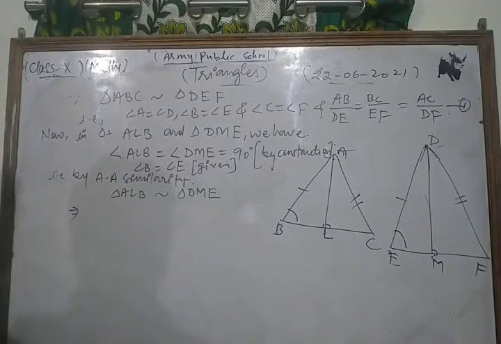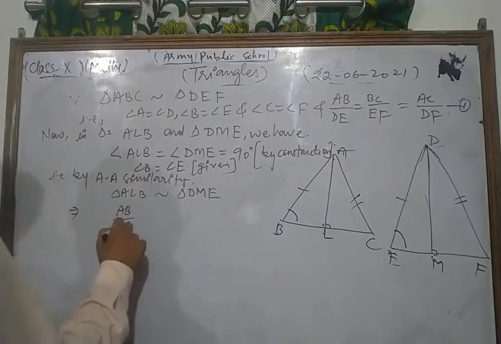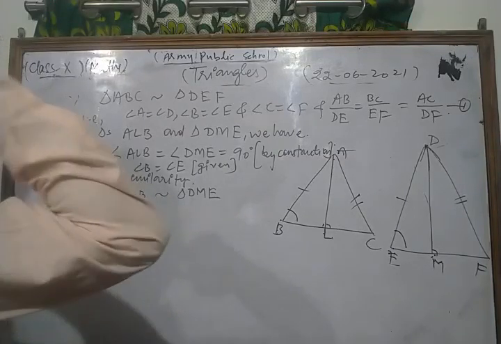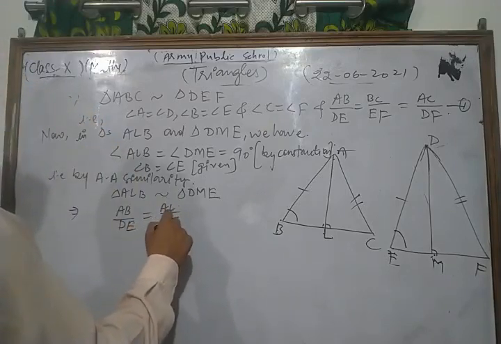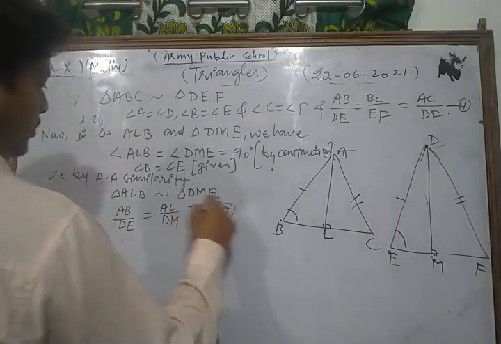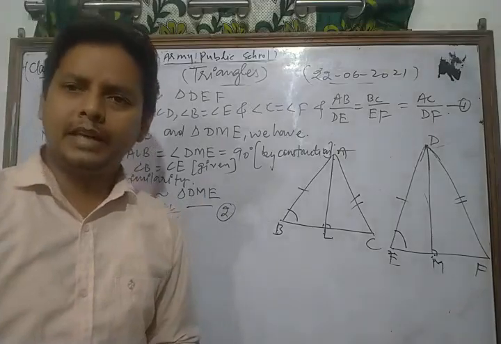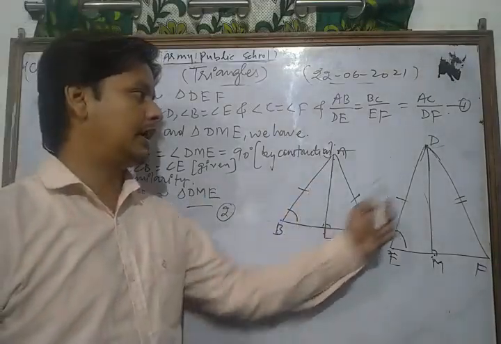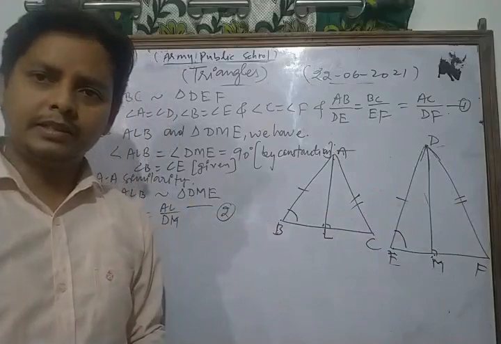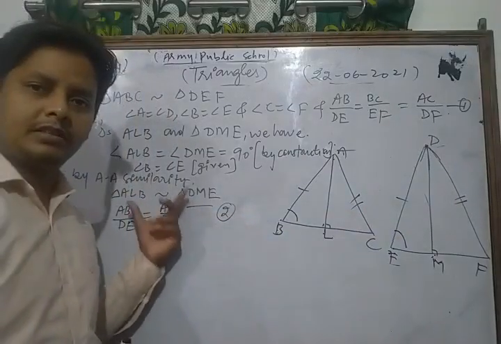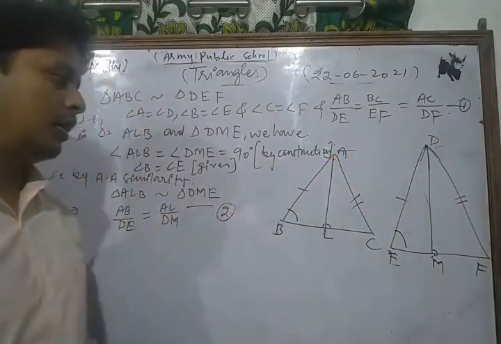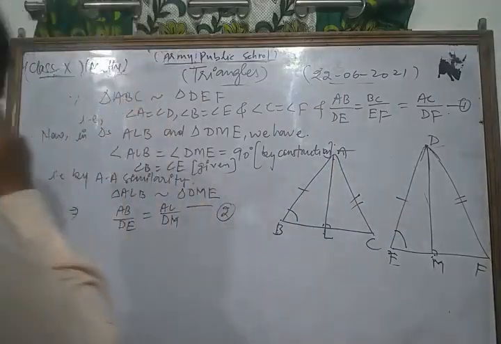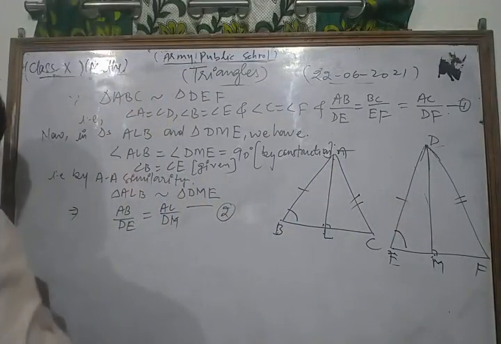That is, we have AB upon DE, AB upon DE is equal to AL upon DM. Take equation number 2. So in this way, with the help of the figure, we take triangles ALB and DME and we showed that they are congruent to each other, and we get a relation AB upon DE is equal to AL upon DM. Take equation number 2.